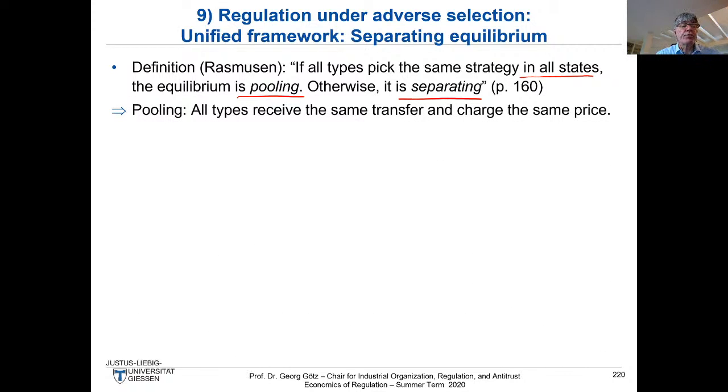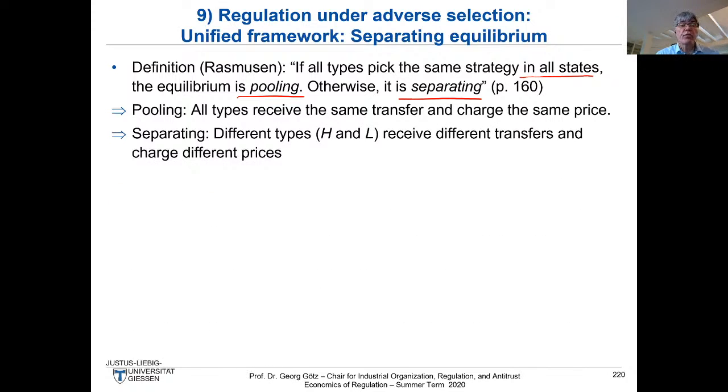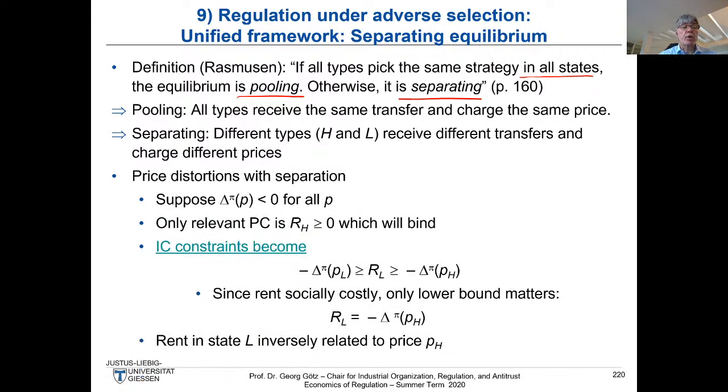Here I've further defined what pooling is. All types receive the same transfer and charge the same price. With the separating equilibrium, different types receive different transfers and charge different prices. Now, of course, we saw that we have to pay some rent. And the point is, now we are looking into what the optimal solution looks like.